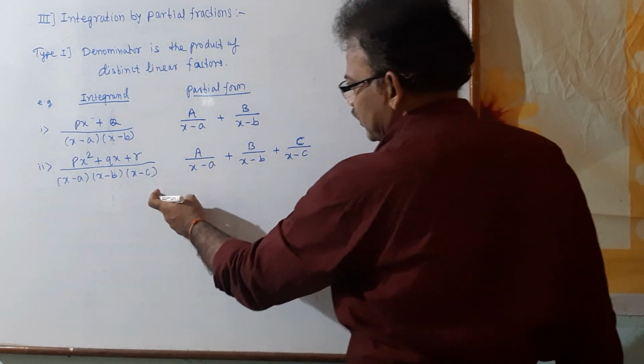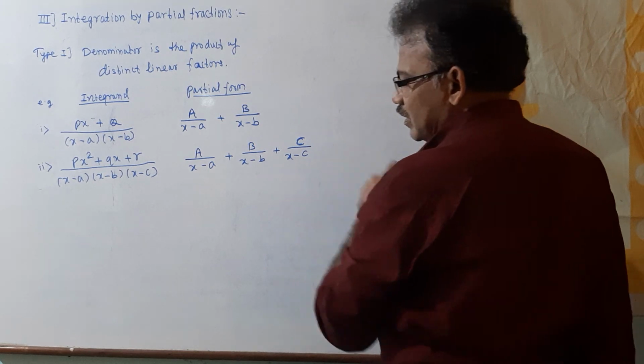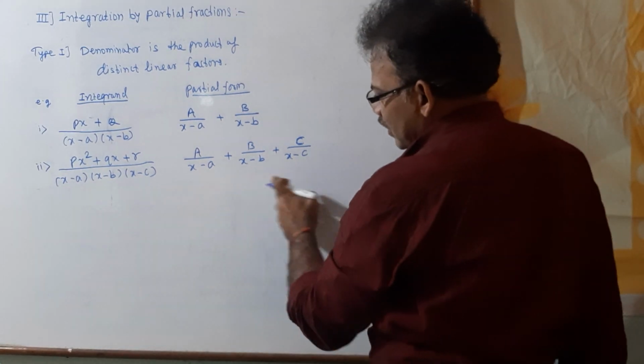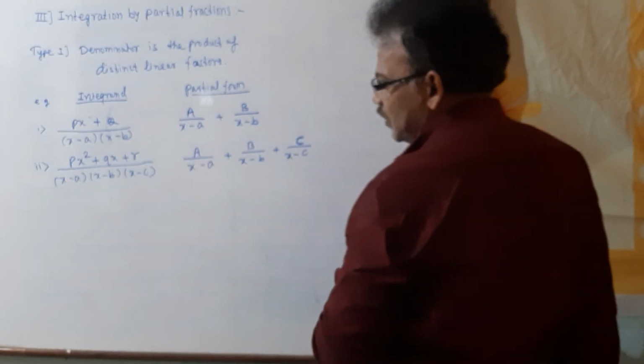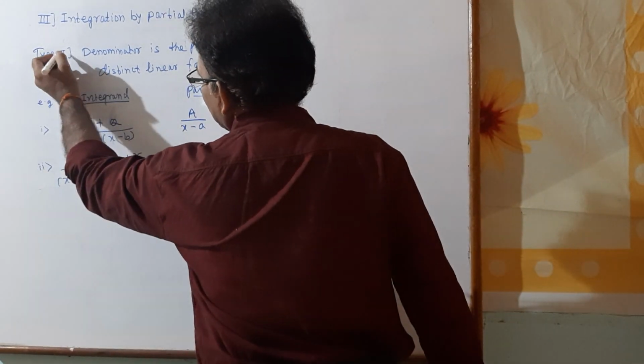There are three factors, so we have taken three constants. Each constant is divided by its factor: the first constant by the first factor, the second constant by the second factor, the third constant by the third factor. So these are called partial fractions of this ratio. So that is type number 1, right? Now see what is type number 2.